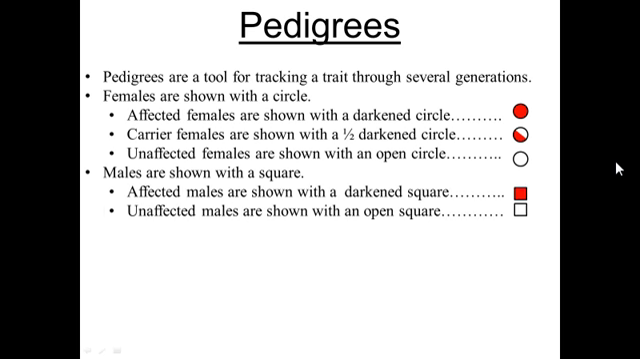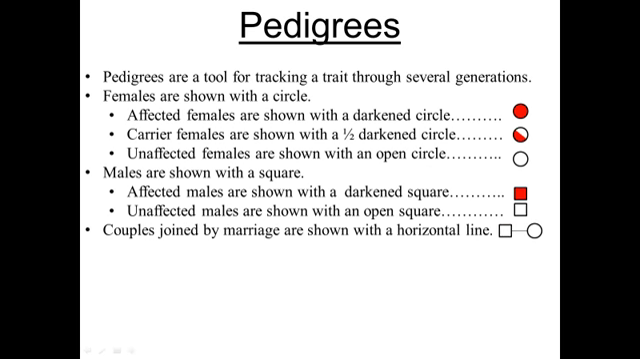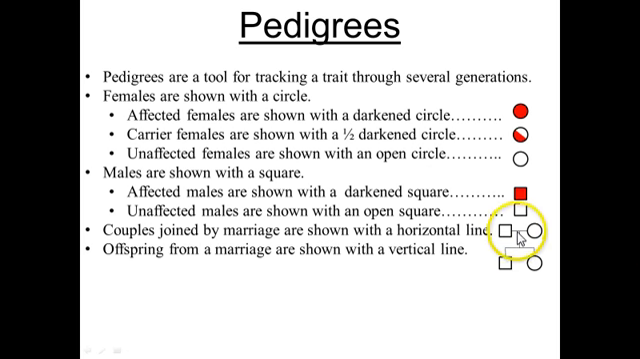Males are squares. That doesn't mean anything disparaging against males, but on a pedigree chart they're shown as squares. A darkened square means the male has the condition. A light square means he does not have the condition. Couples that are married are joined by a horizontal line, and their offspring are a vertical line coming below that. So this would be a husband and a wife that are both normal, that don't have, in this case, hemophilia, and they have a son and a daughter, that are shown like that.